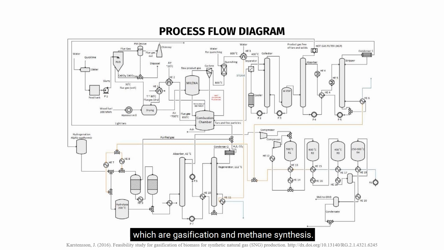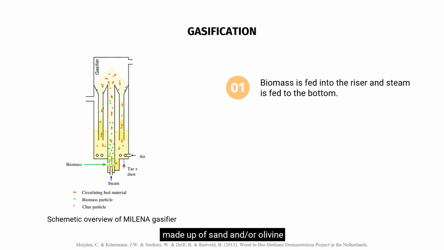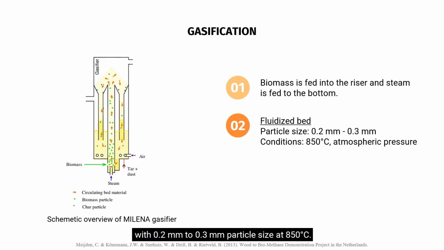After pre-treatment, biomass is fed into the riser of the gasifier and steam is fed to the bottom. The gasifier consists of a fluidized bed made up of sand and/or olivine with 0.2 mm to 0.3 mm particle size at 850 degrees Celsius.